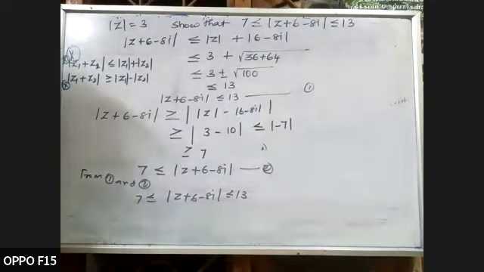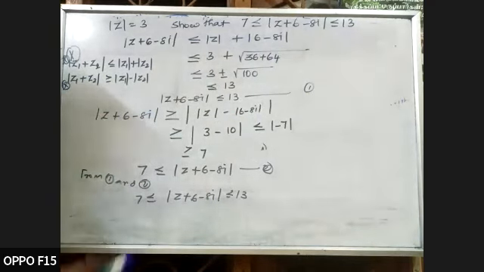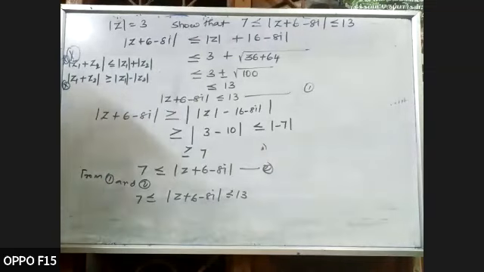That is the first equation. Next, modulus of z plus 6 minus 8i is greater than or equal to modulus of z minus modulus of 6 minus 8i.